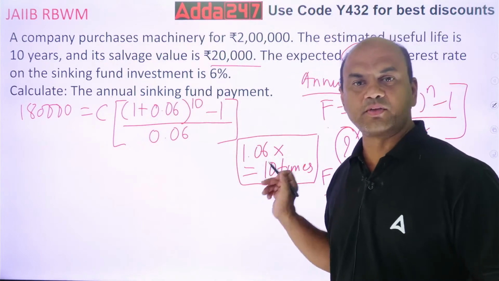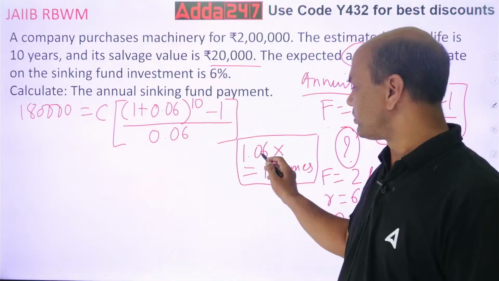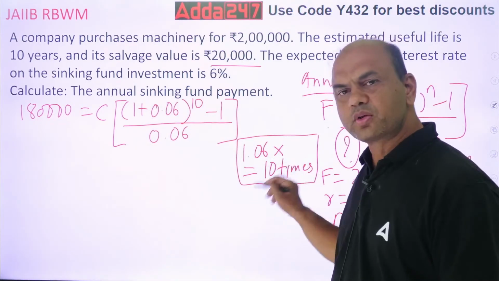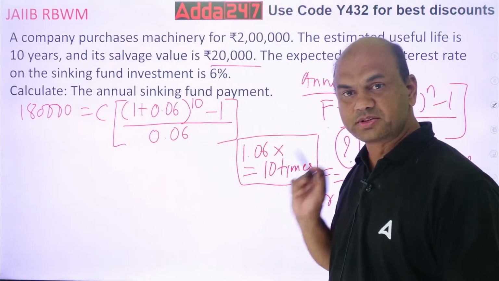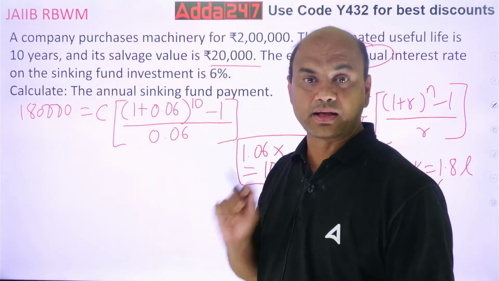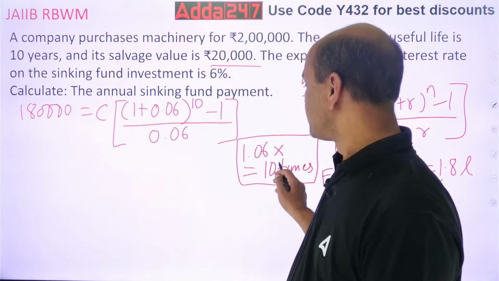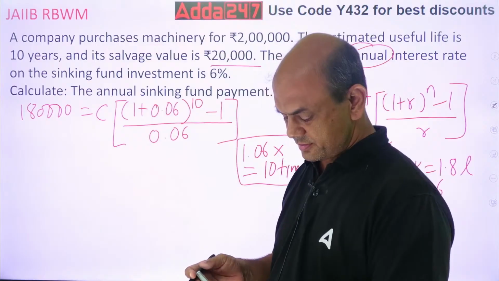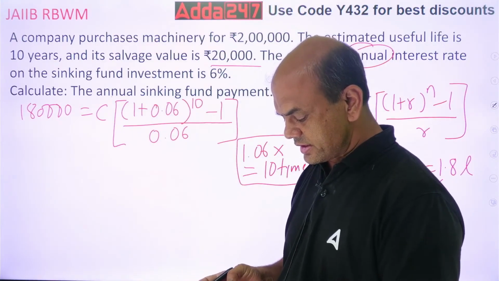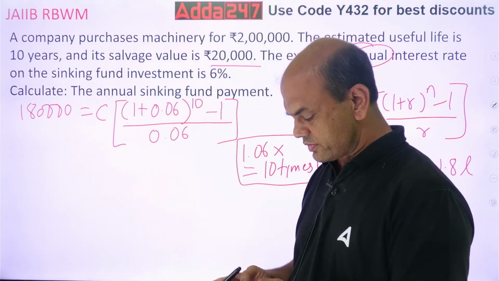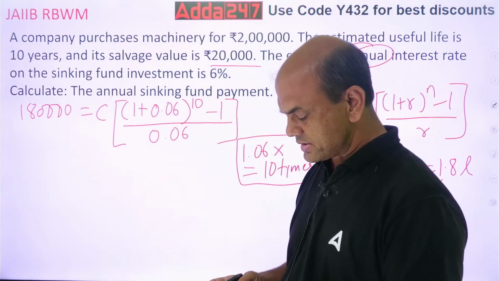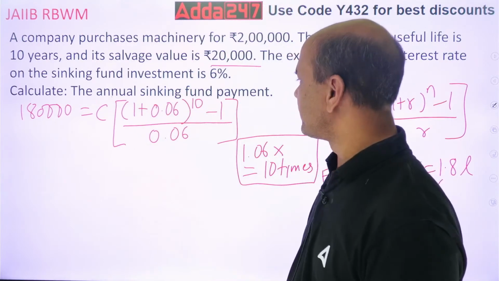How to do this? Everyone check this again. 1.06, then press into, then go on pressing equal to 10 times. It's not 9 times, it's 10 times. So do it. What is the answer? 1.06 into equal to 10 times. So you must get this as, what are you getting, everyone?